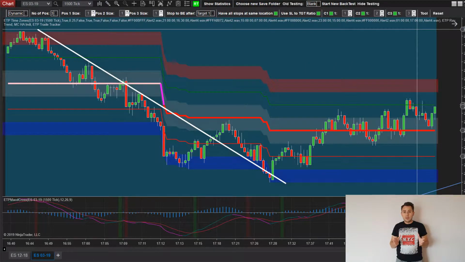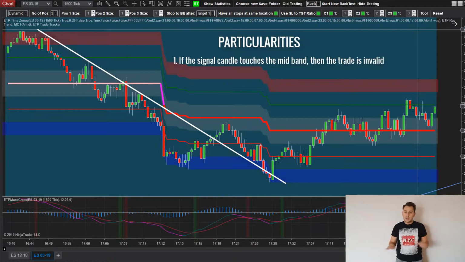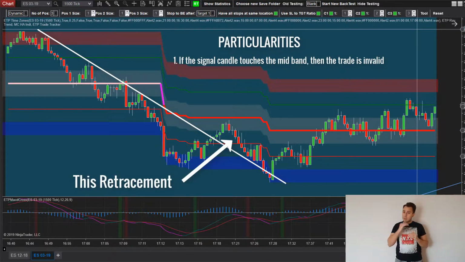Now, there's a few particularities to this. If price touches the mid band, so the close of that bar that lets us enter touches the mid band, then the trade is nullified. Because this is a counter trend system, if it hits the mid band, that means most of our move has been exhausted because we're either looking for a retracement or a complete turn. But if it's a retracement, then the retracement's going to be somewhere in between the mid band and the top band for a buy. So that's why we don't want to enter from the mid band, because most of our move was already exhausted.